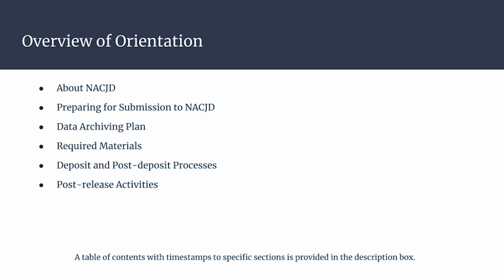This is a self-guided orientation. A table of contents is provided in the description box so that you can skip to specific sections as needed. This orientation will begin with a brief introduction to NACJD. I will then go over how to prepare for your submission. Specifically, I will review the components of the data archiving plan, the materials you are required to submit, and the actual deposit and post-deposit processes. And finally, I'll discuss a couple of post-release activities, such as adding to the study's data-related publications list and how to submit for needed study updates.